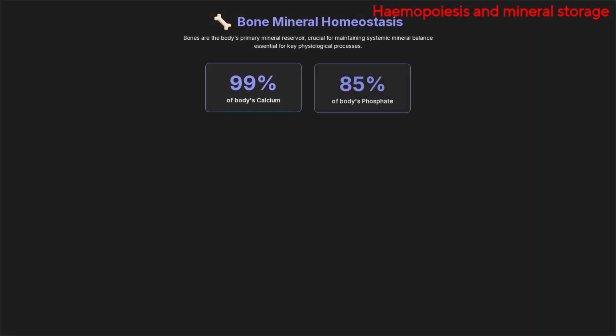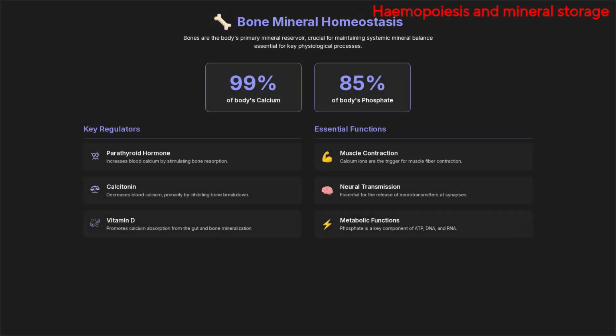Bones also function as the body's primary mineral reservoir, storing approximately 99% of calcium and 85% of phosphate, with bone remodelling processes regulated by the parathyroid hormone, calcitonin, and vitamin D. Maintaining precise mineral homeostasis is essential for muscle contraction, neural transmission, and metabolic functions.